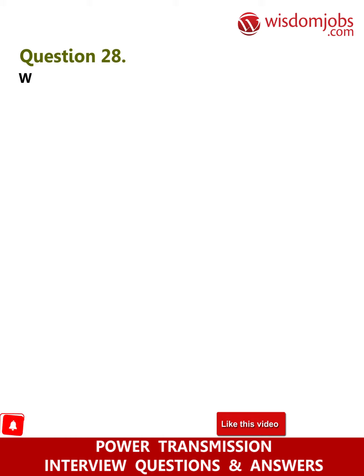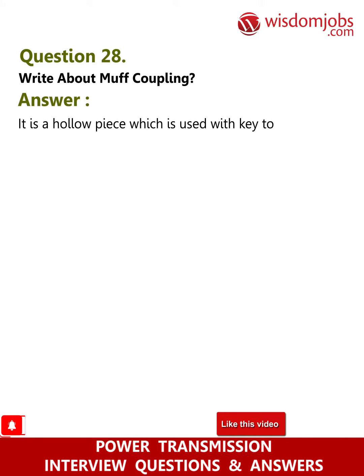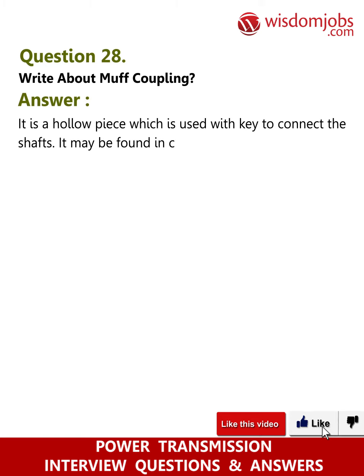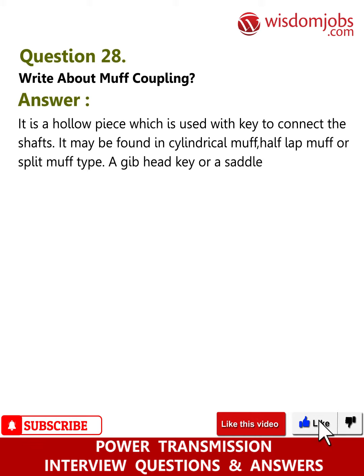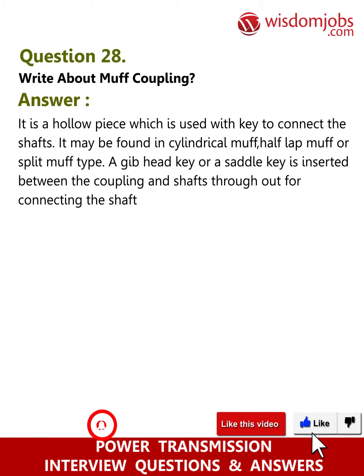Question 28. Write about muff coupling. Answer. It is a hollow piece which is used with key to connect the shafts. It may be found in cylindrical muff, half-lap muff or split muff type. A jib head key or a saddle key is inserted between the coupling and shafts throughout for connecting the shafts.